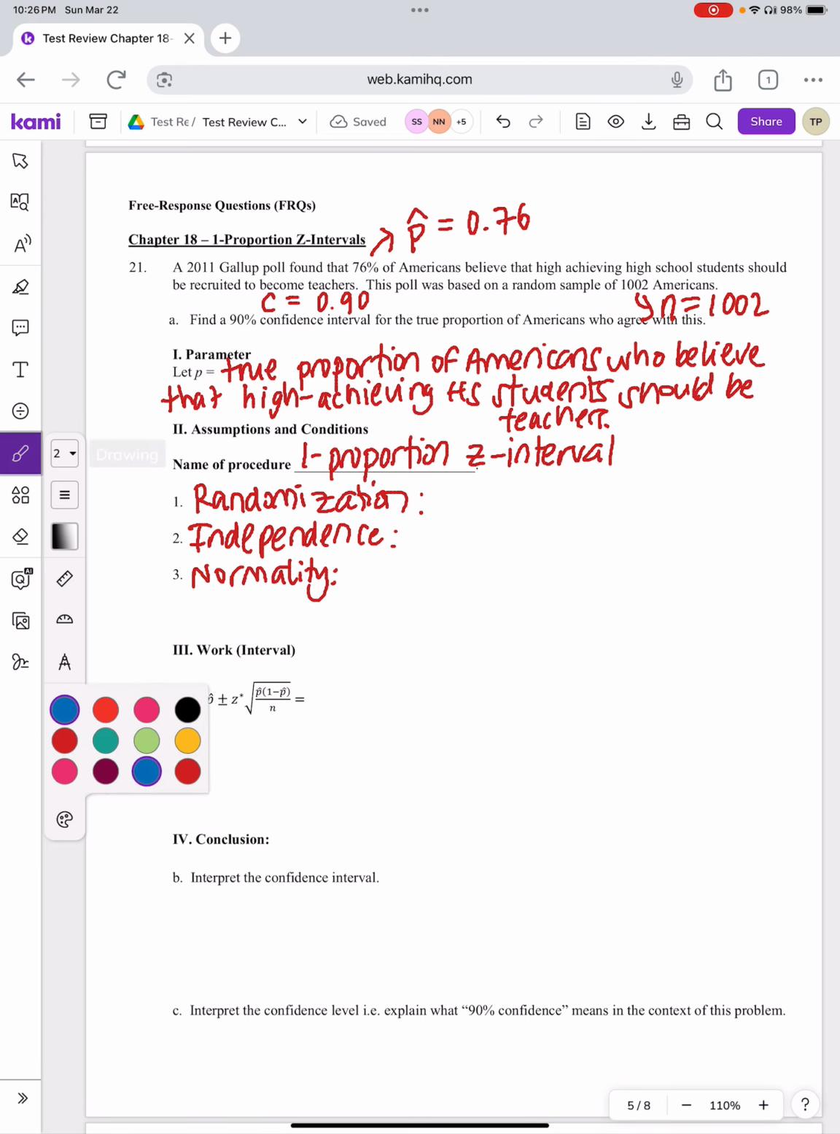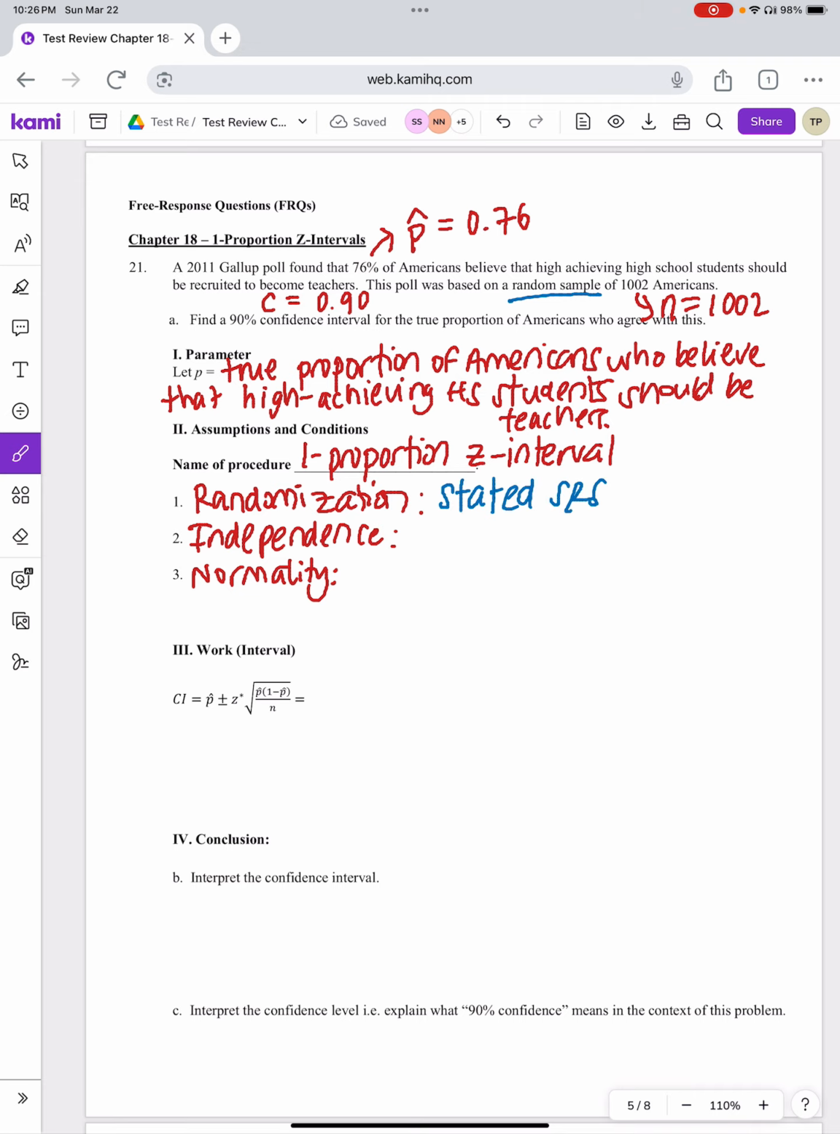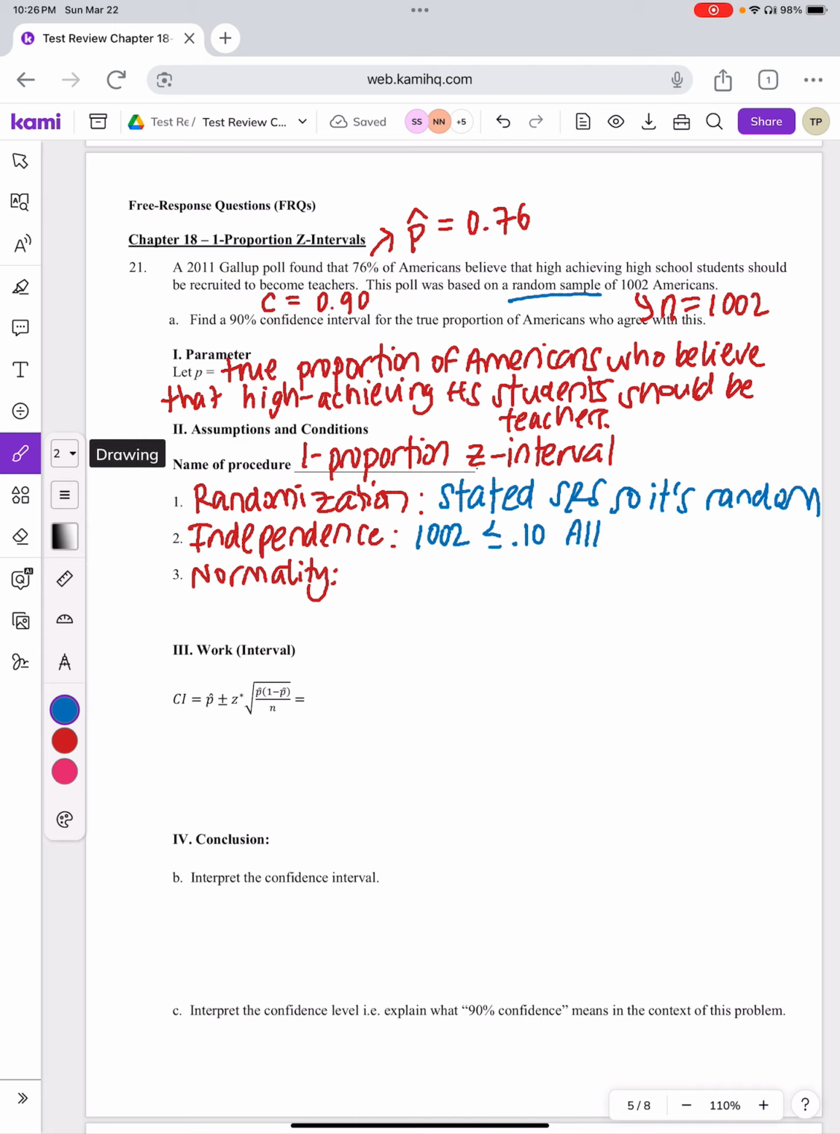The randomization is the easiest because it tells us that it is a simple random sample. So it's stated, simple random sample, so it's random. For the independence, we need to make sure that the sample size, which is 1,002, is less than or equal to 10% of the population, which is all Americans. Okay, so this is good.